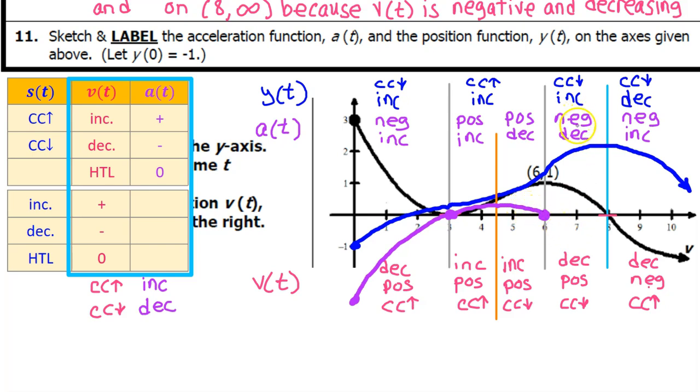In the next interval, acceleration is negative and decreasing. So here we go, negative and decreasing. And in the last interval, acceleration is negative and increasing. So, negative and increasing for this last little part.